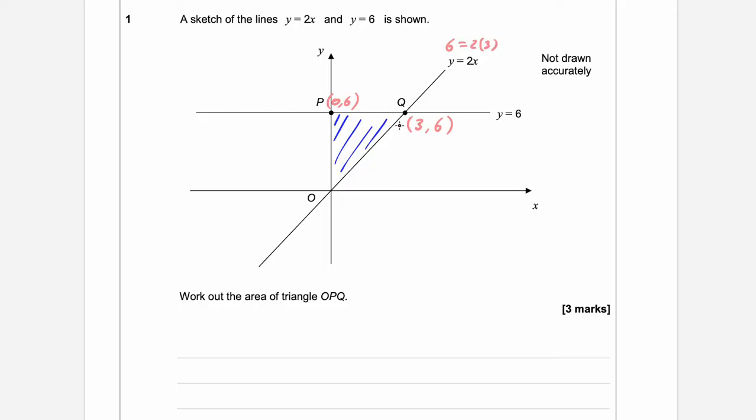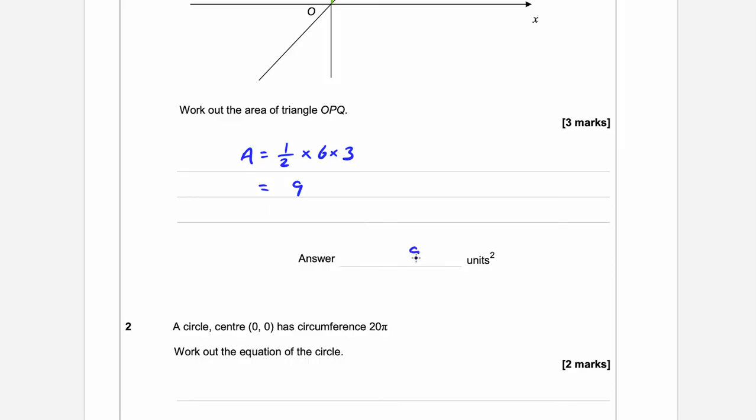So that is (3, 6), and this is obviously (0, 0), which means this length here, from here to here, is 6, because it's going straight up, and this length here is 3. So the area is equal to a half times 6 times 3, which is equal to 9. 18 divided by 2. Okay, fine.